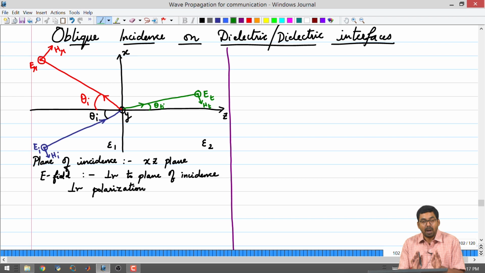So, this is one configuration, and in this configuration we refer to this system as oblique incidence on a dielectric interface, but specifically we are talking about perpendicular polarization. That means the E field is always, for the incident, reflected and transmitted waves, perpendicular to the plane. Under this scenario, we wish to calculate the value of the reflection and the transmission coefficient. That is the objective of the lecture for this configuration.